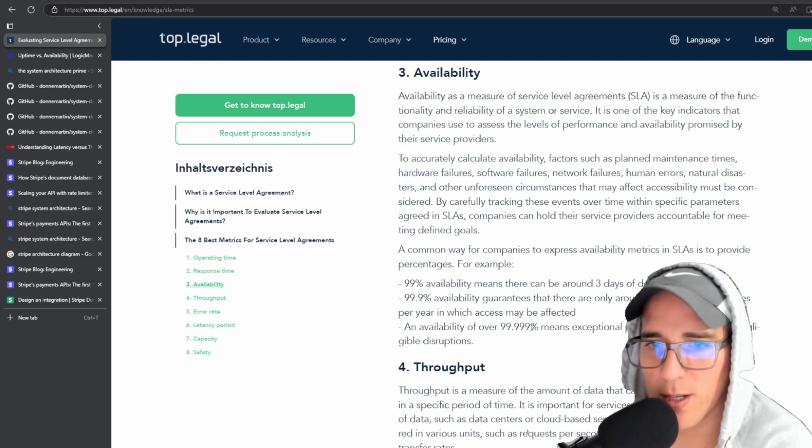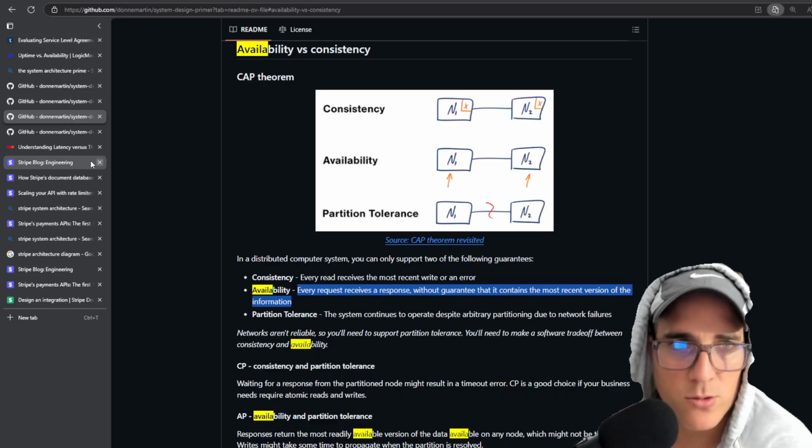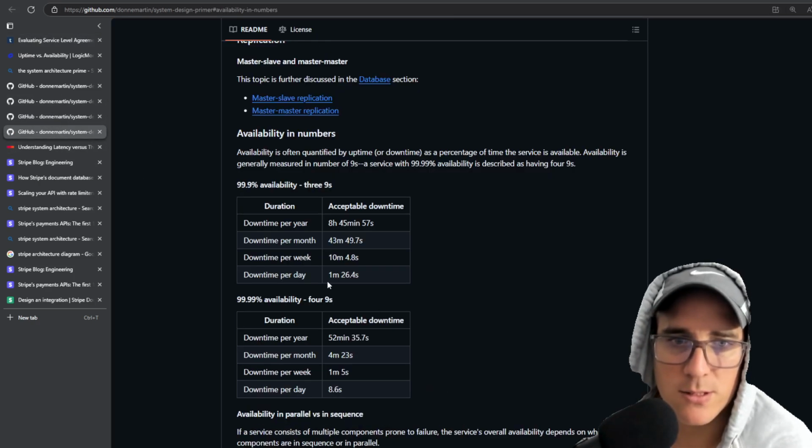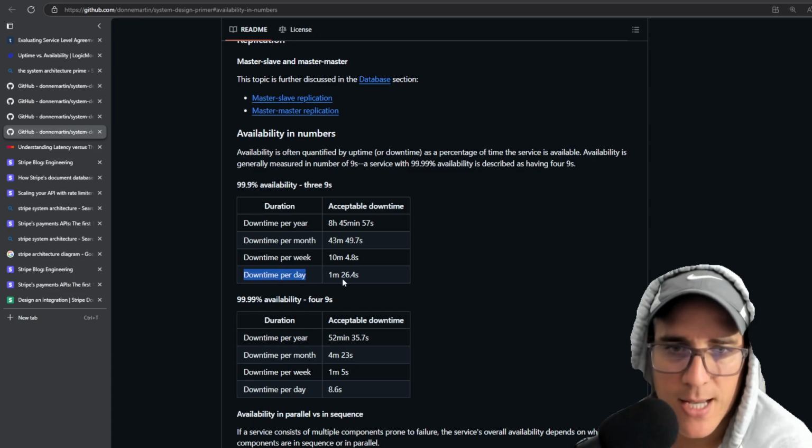You will only have minutes here, but I want to take a look at this if you want to see better. Okay, 99.9% availability, 3 nines. Downtime per year is around 8 hours 45 minutes. Downtime per month is 43 minutes 49 seconds. Downtime per week is 10 minutes, and downtime per day is 1 minute.